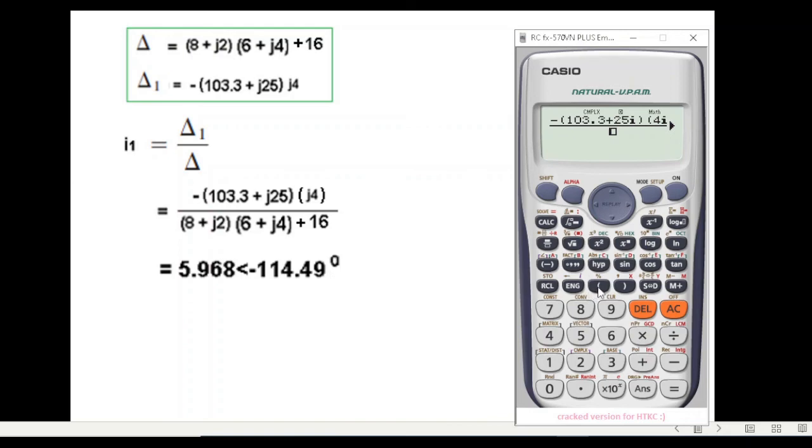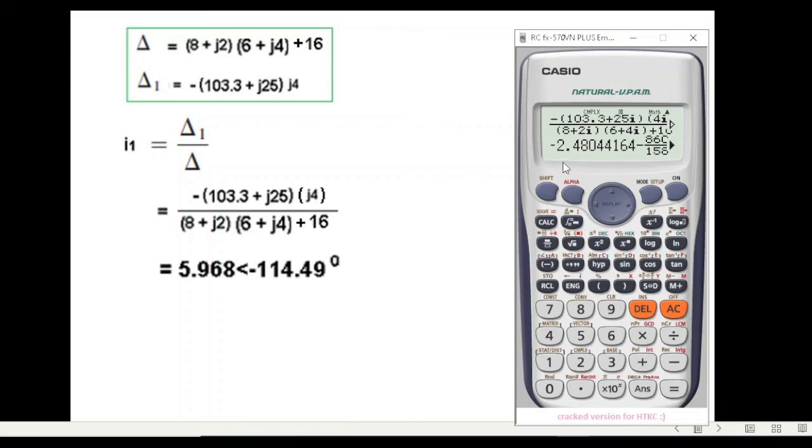Bracket 8 plus 2j or 2i, bracket close, bracket j plus 64j plus 4i, bracket close, plus 16 plus 16. So we have done the entry. Let's move ahead.